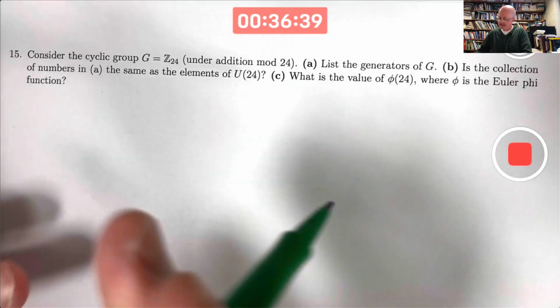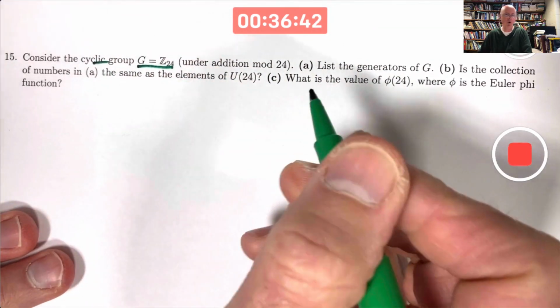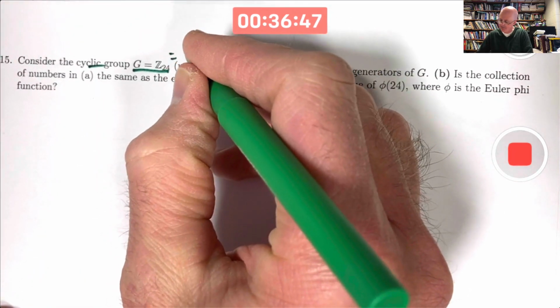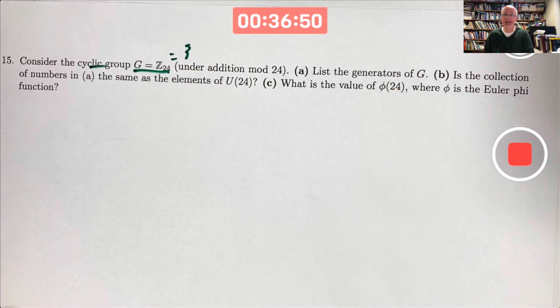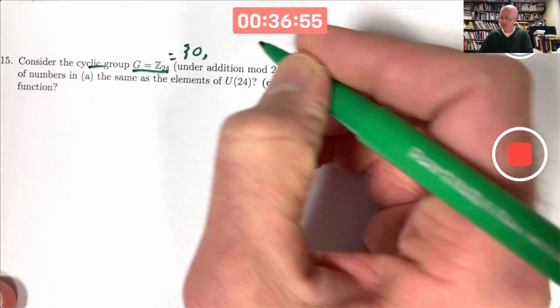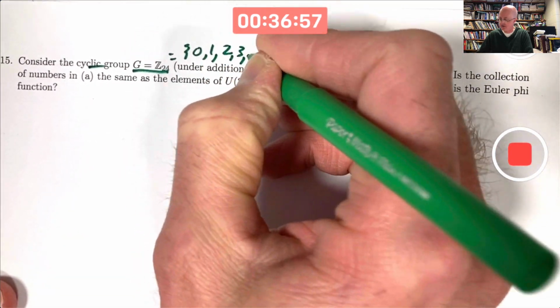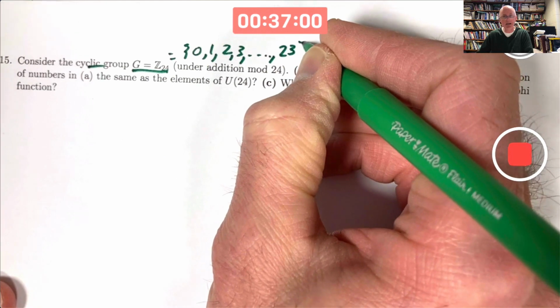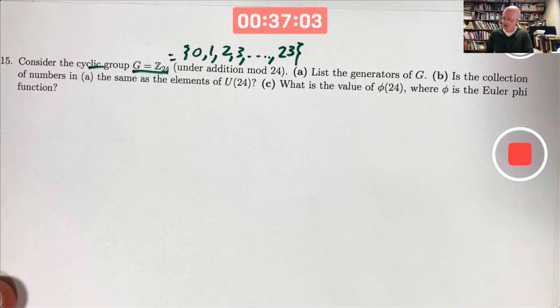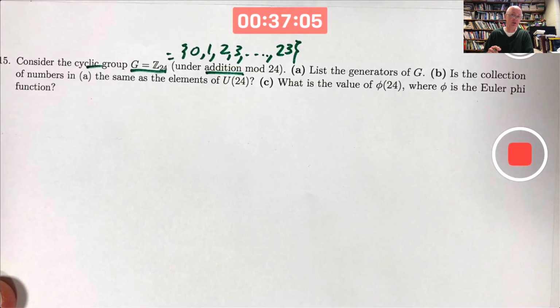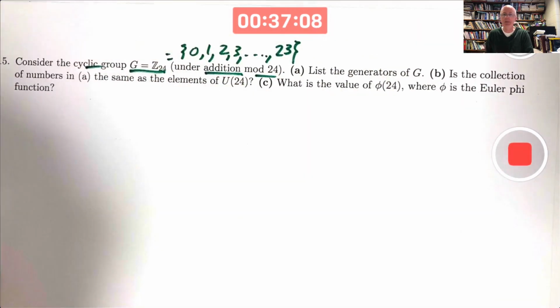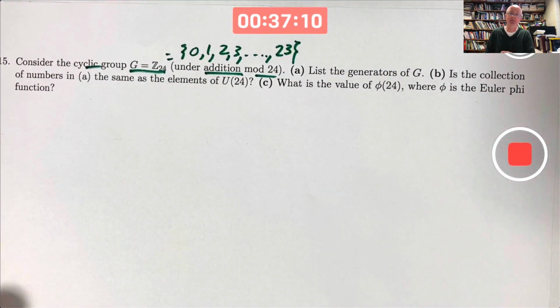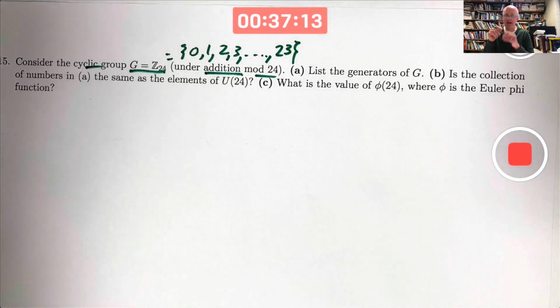Problem 15 says, consider the cyclic group G equals Z24. What's Z24? Well, its elements consist of all the non-negative integers less than 24, starting with 0, 1, 2, 3, etc., going up through 23. And the group operation is actually addition mod 24, not multiplication. We use a plus sign to represent the addition, not a times, and not just putting the numbers next to each other.